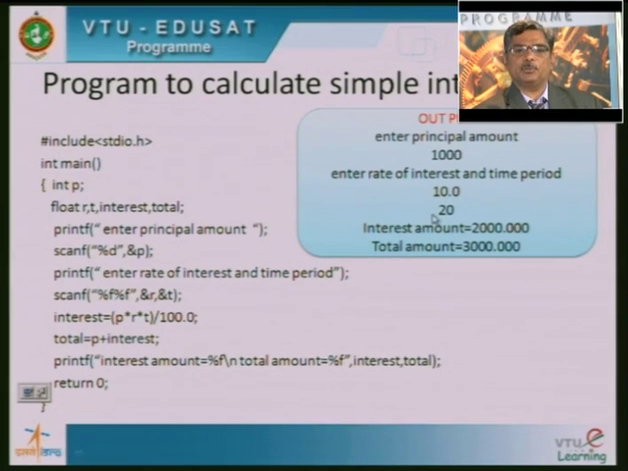Even though you give 20, since it is of type float, it will take it as 20.0 in this variable because it is of type floating. That is how it automatically adjusts, and after taking these three data from the user, it does the calculation of the interest using the same formula PRT divided by 100, P into R into T.